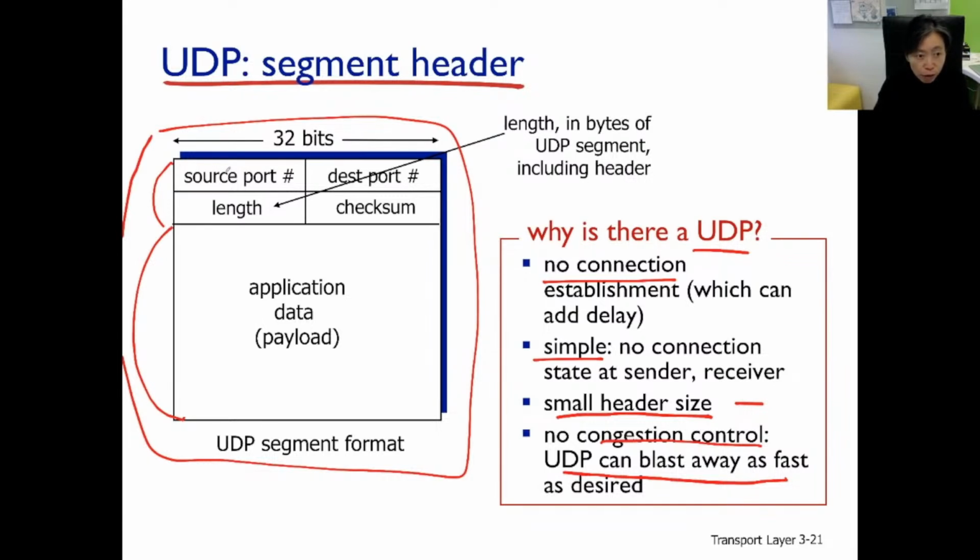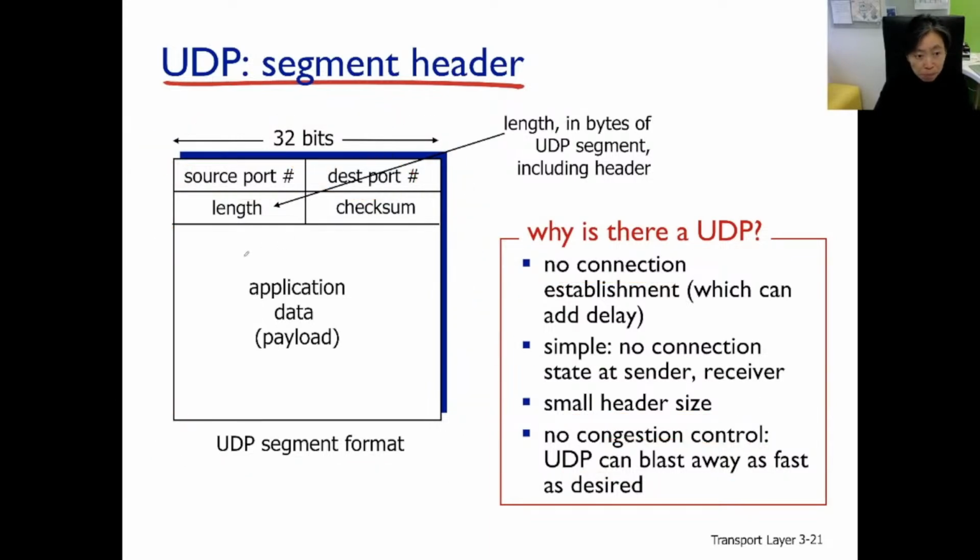Okay. So there are 4 fields in the header. The source and the destination port number, which we've already talked about. The 2 other fields we have not yet talked about is length. This is the size of the UDP segment entirely, including header and data. And the unit to count the length is byte. Last is the checksum.